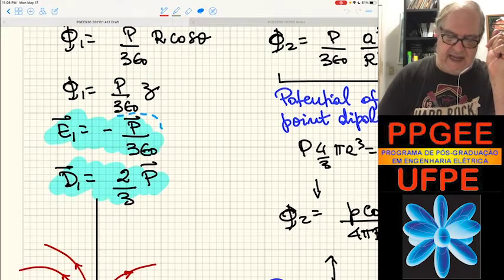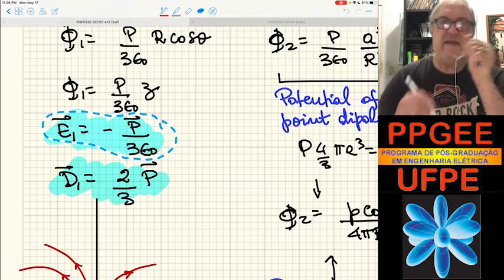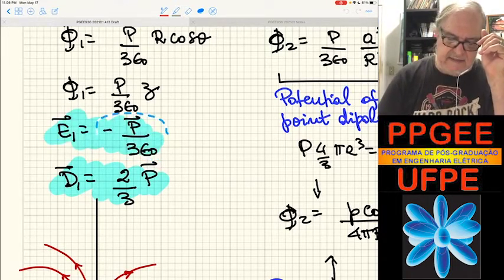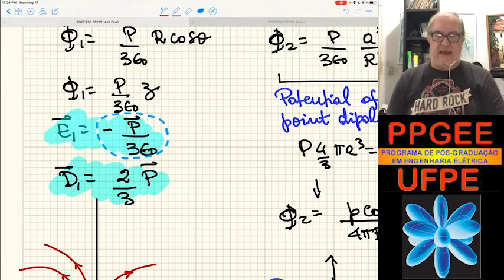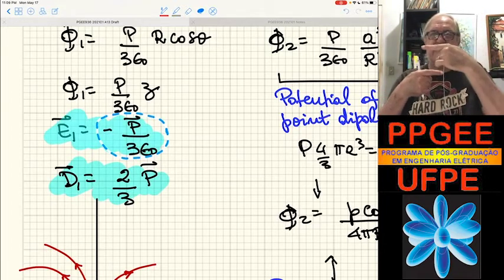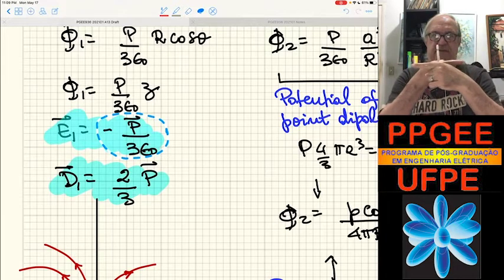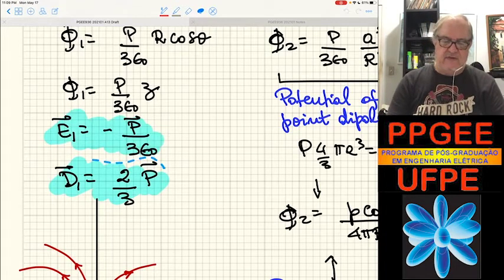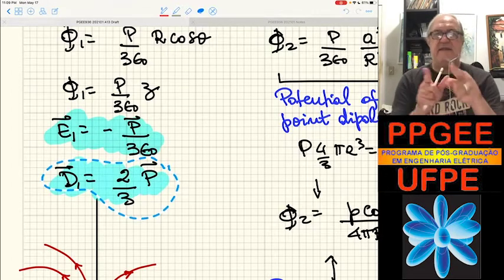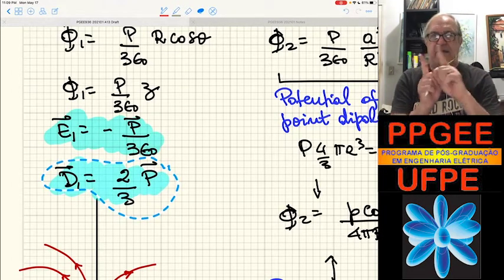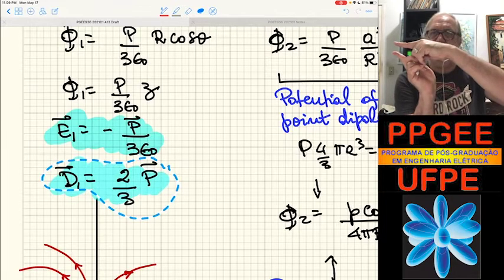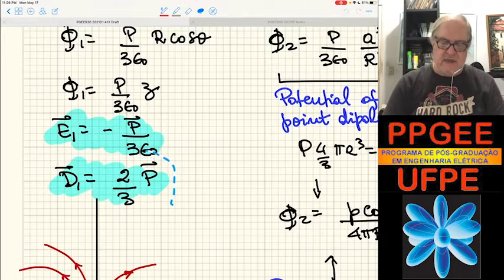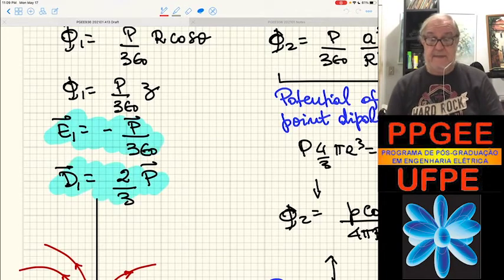So the field inside, if you calculate minus nabla of phi, is directed, I mean, P is like this, so E is in the minus P direction, right? And if you use the constitutive relation, D is going to be in the same direction as P, right? D and P are in the same direction. E is in the opposite direction. So D is going to be 2/3 of P, okay?